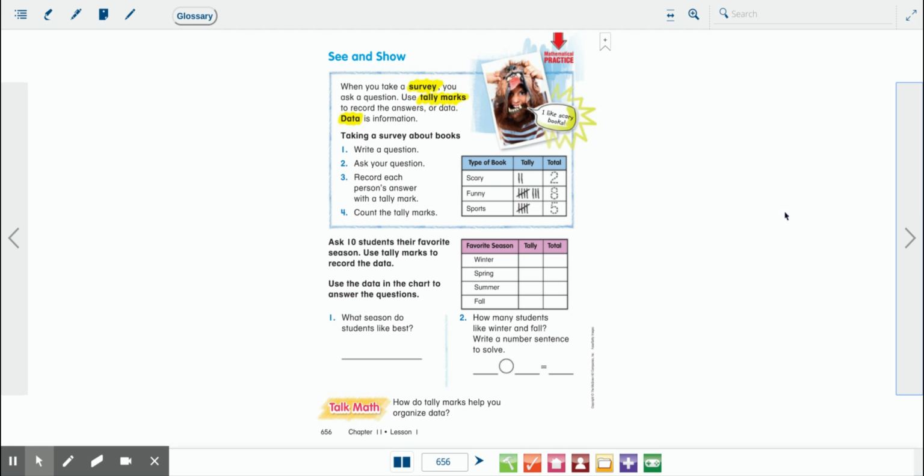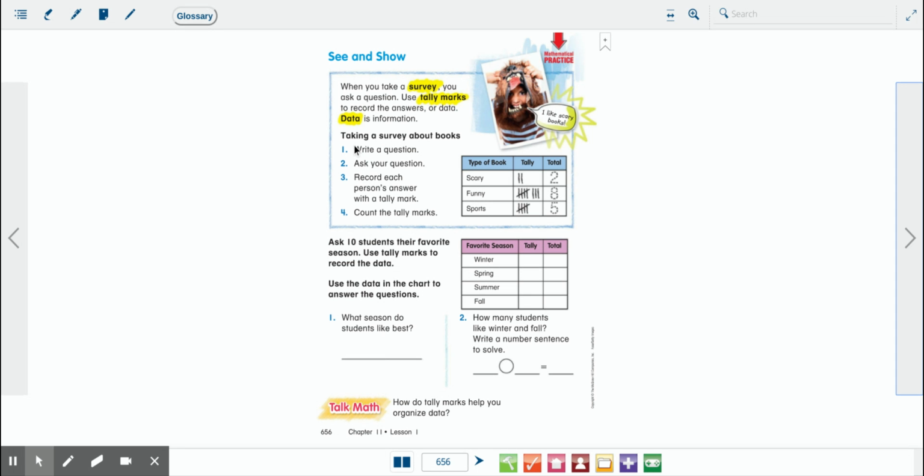Now you should be looking at See and Show on page 656. I'm going to read the information in the box. If you want to read with me, that's great. When you take a survey, you ask a question. Use tally marks to record the answers or data. Data is information.